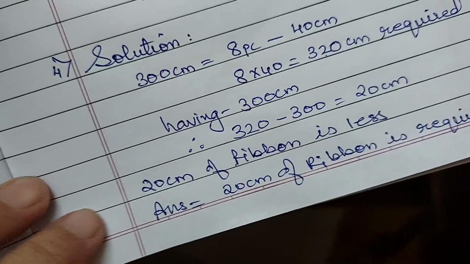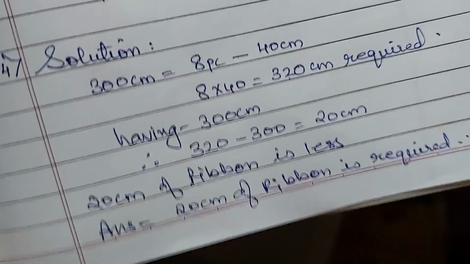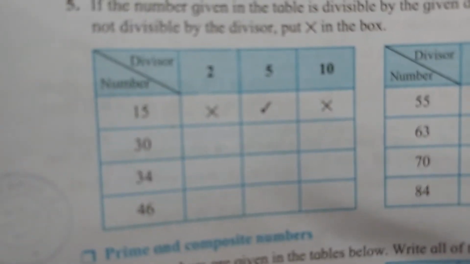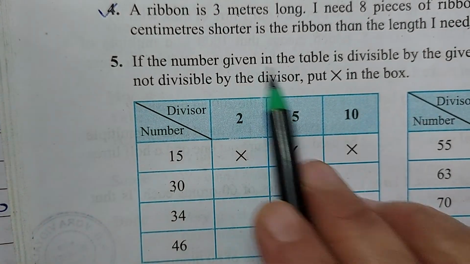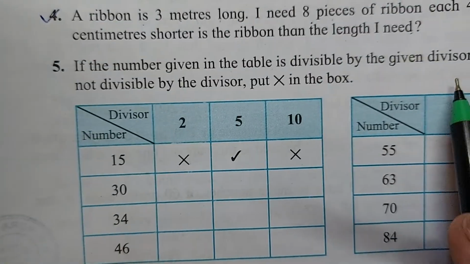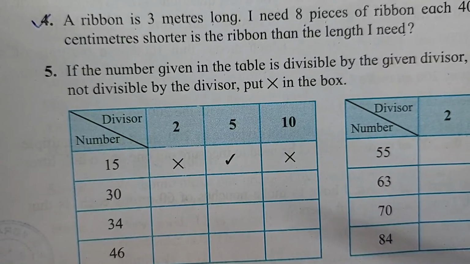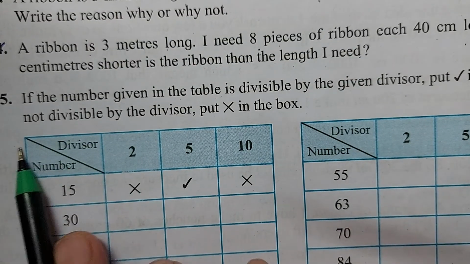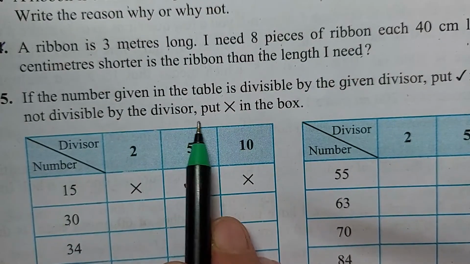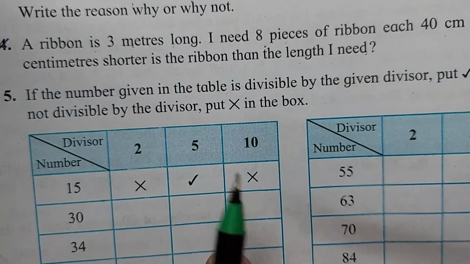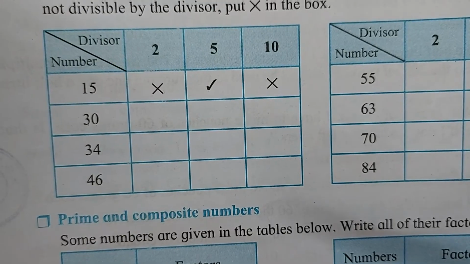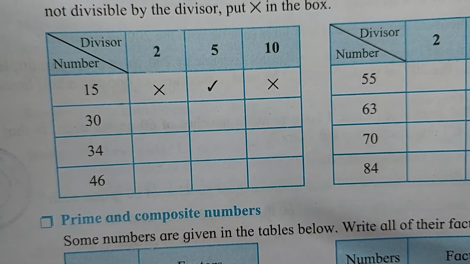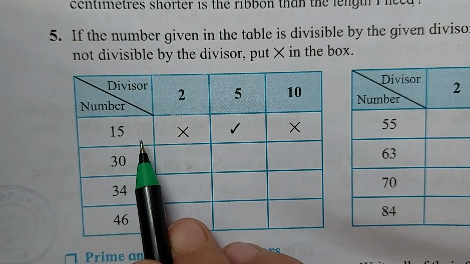Got it? Understood? I hope you all have understood very well. Now coming to the next question. Your next question is, if the number in the table is divisible by the given divisor, put a tick mark in the box. If it is not divisible by the divisor, then put a wrong mark in the box. This question you can do in the textbook itself, no need to do it in your notebook. Study from here.